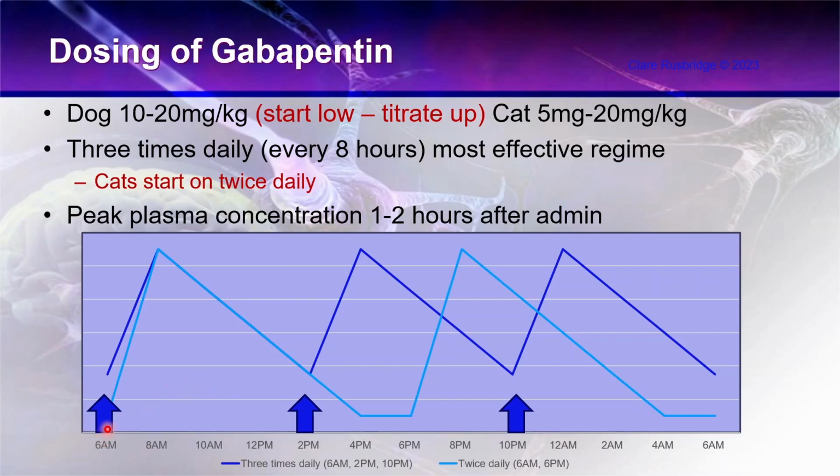So this graph is just to really illustrate. If we give it 3 times daily, say at 6 a.m., 2 p.m. and 10 p.m., then we get a peak. A couple of hours later it falls off, but it never goes down to absolute zero. And assuming that pain control is achieved at above this level, the animal will always have a reasonable amount of the drug in their system. If we compare that to giving it twice daily, then there were periods of several hours perhaps where there is not enough drug in the system and the animal may be painful.